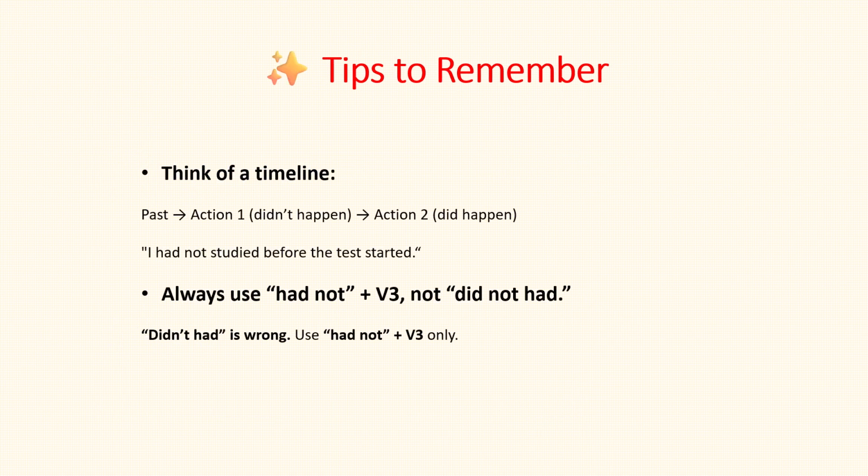Here are some tips to remember while using the past perfect negative tenses. First of all, there will be the two actions, the action 1 and action 2. Okay, the action 1 did not happen and the action 2 did happen. For example, I had not studied before the test started. Means this action did not take place before this action took place. Okay, this action was incomplete and this action took place.